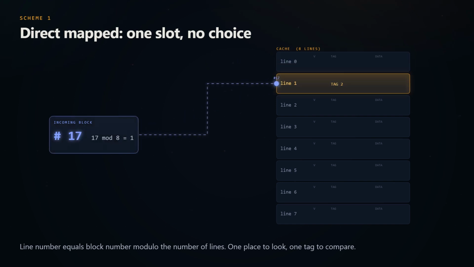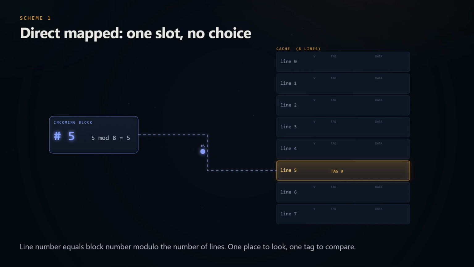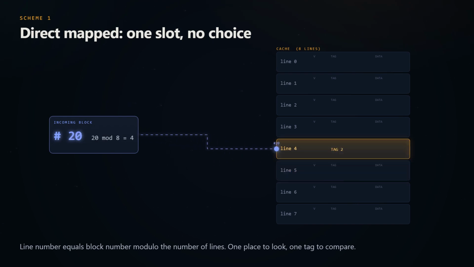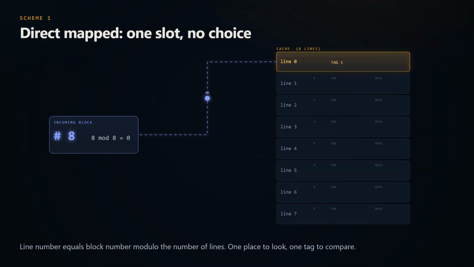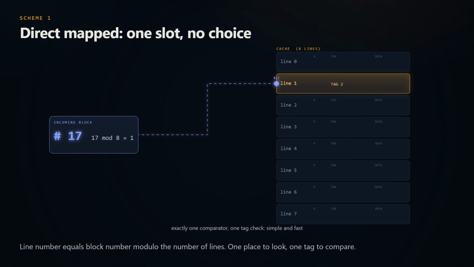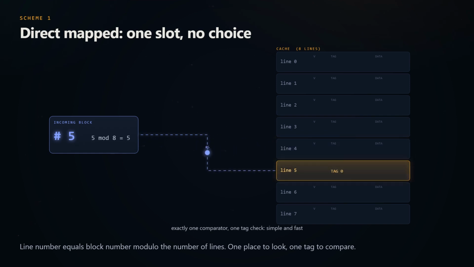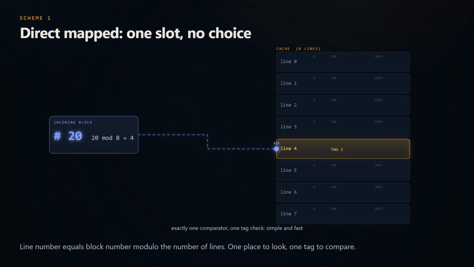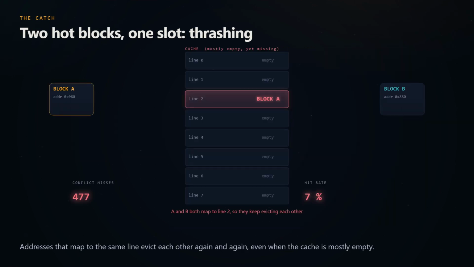The simplest scheme is direct mapped. Each block is allowed exactly 1 line, chosen by its block number modulo the number of lines. The index bits pick that line directly. To check for a hit, you look at that single line, compare one stored tag, check the valid bit, and you are done. 1 location, 1 comparison. It is fast, and the hardware is cheap. But that single choice is also the weakness.